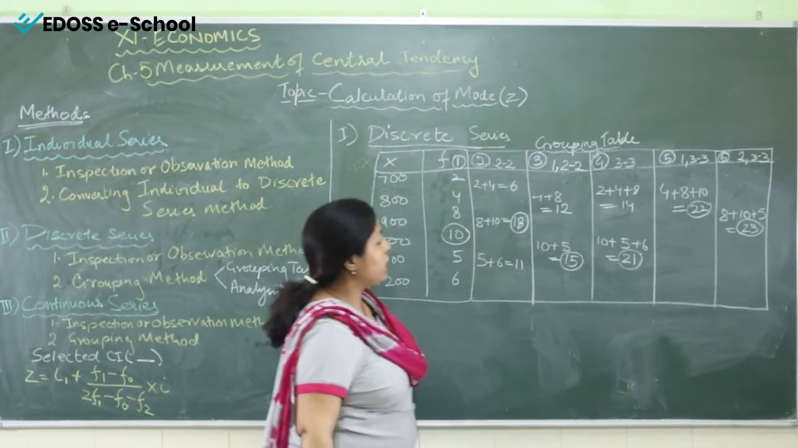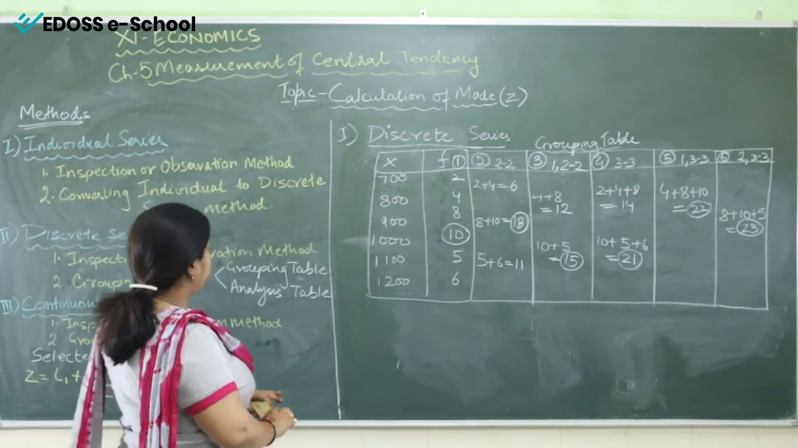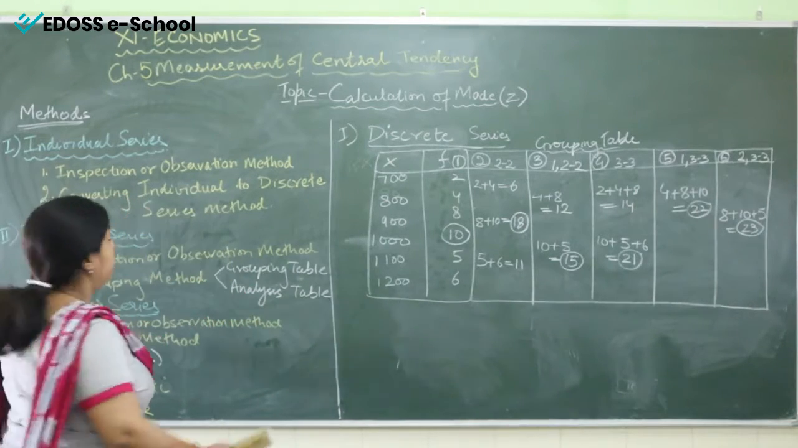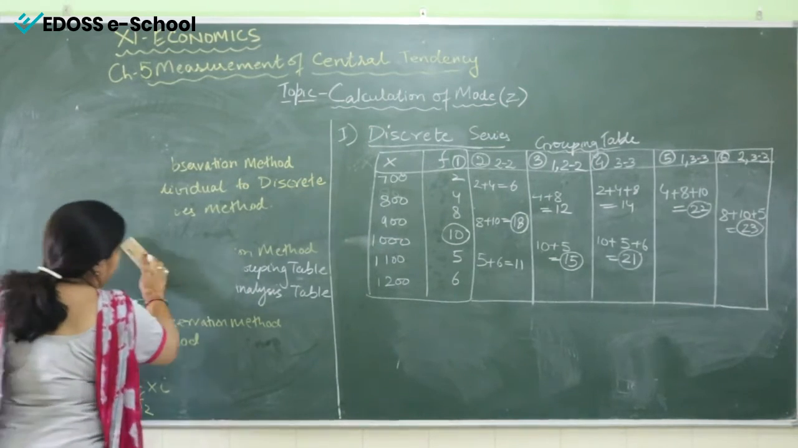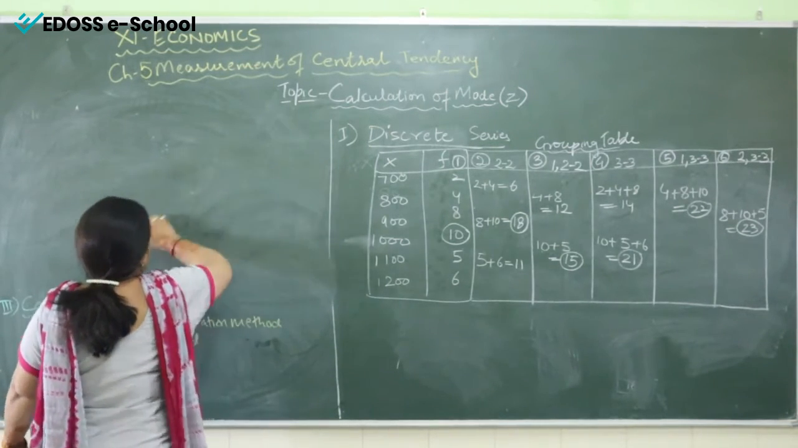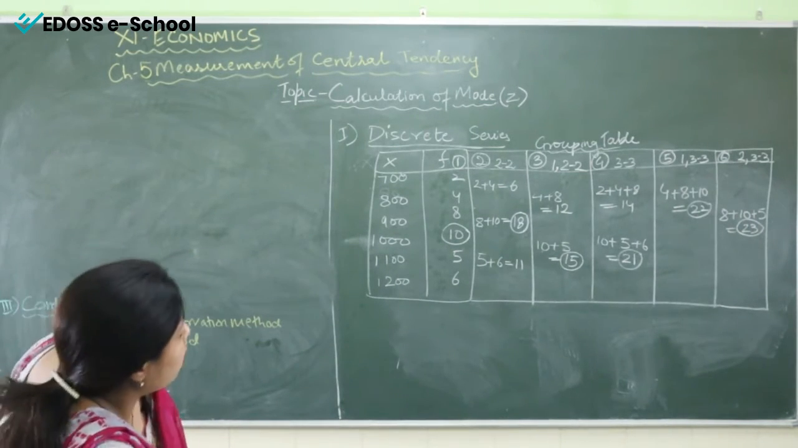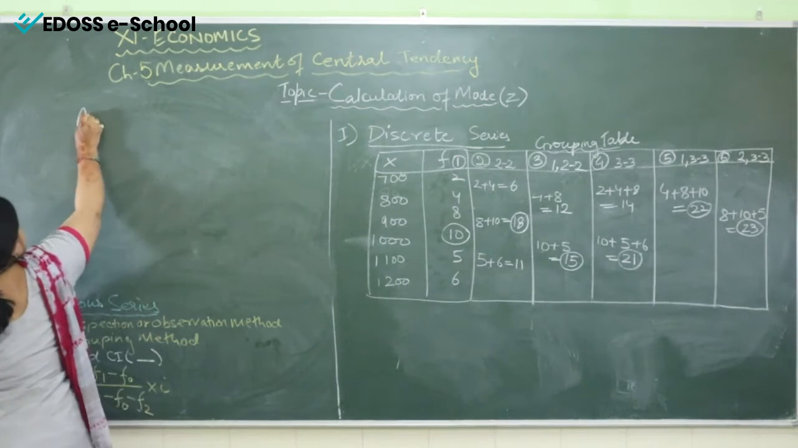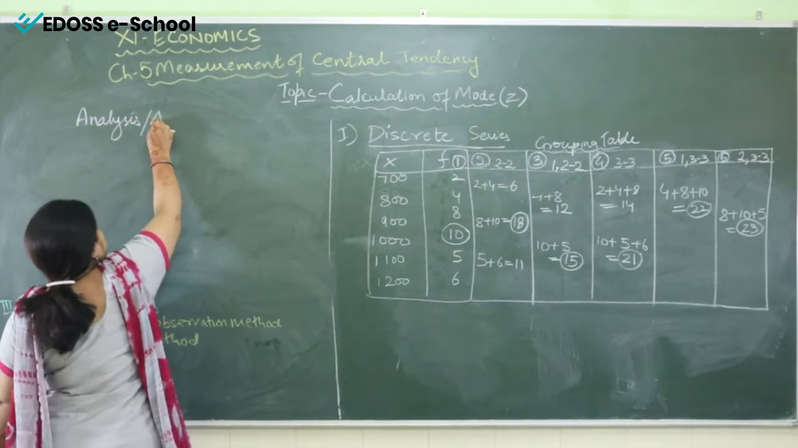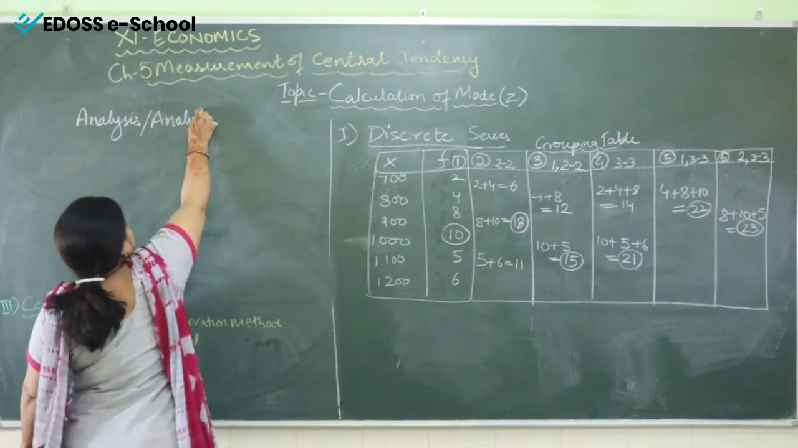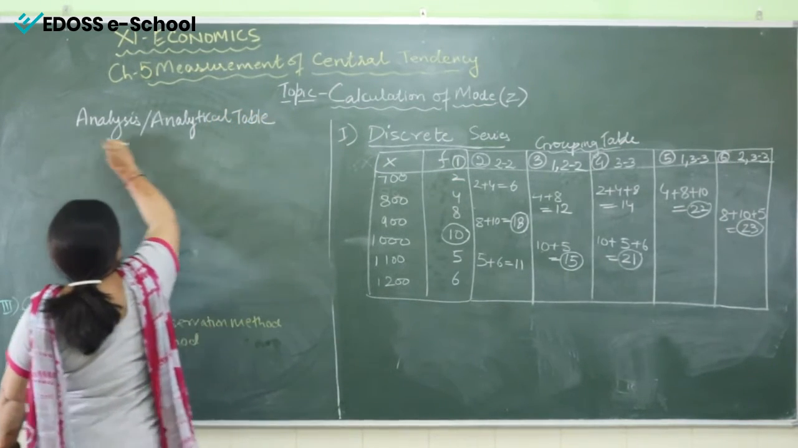Now after this, what is the next step? After this we have to frame the analytical table. So for analytical table I am using this place. I am rubbing this. As you all know, we have covered these two and we are about to cover the grouping method. Now we are making the analytical table. So we will write the heading analysis or analytical table. You have to write the heading. Without heading, nothing works out.